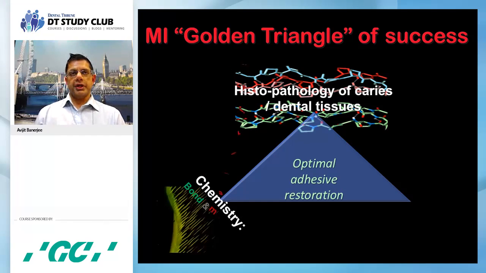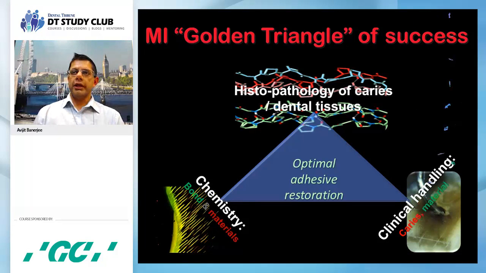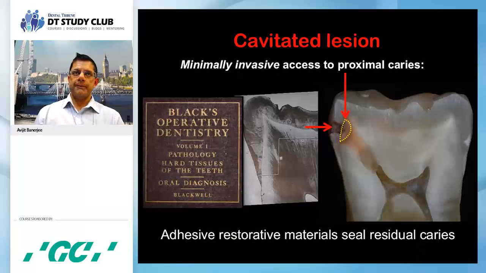We also need to appreciate properly the chemistry of the adhesive materials we're using, the bonding agents, and we'll talk a little bit about this as we go through the presentation. The third cornerstone is clinical handling. Clinicians are usually pretty good at this aspect, managing the patient, the oral cavity, moisture control, the instrumentation, etc. And if you put all these points together, you can start to place good quality adhesive restorations, which can then be maintained effectively by the patient.